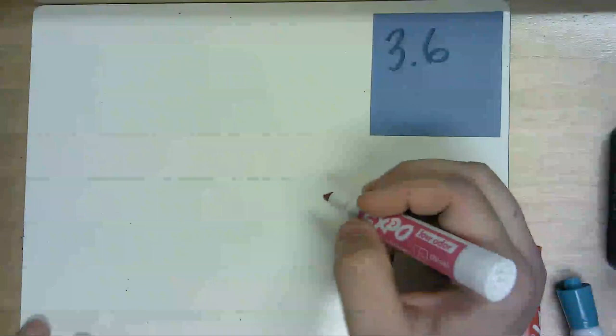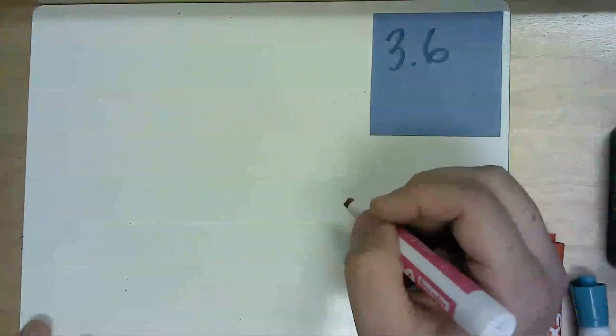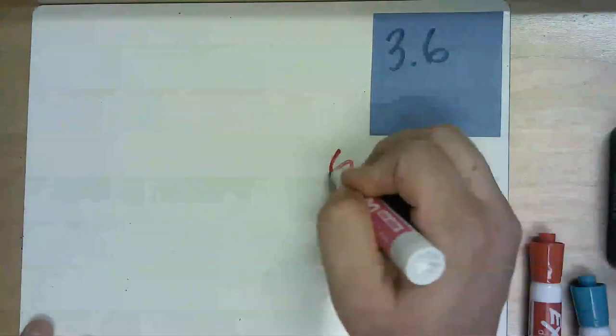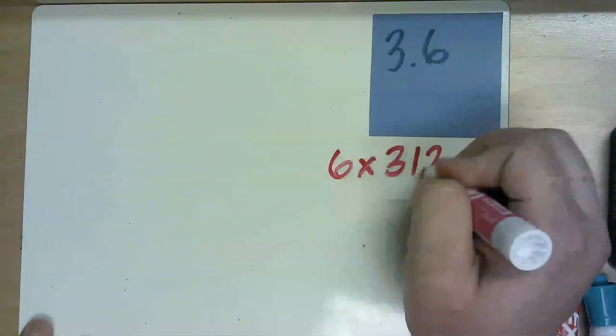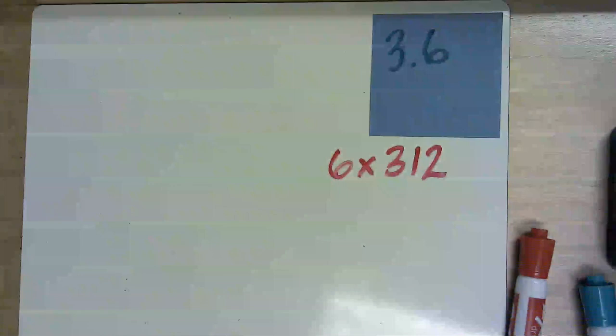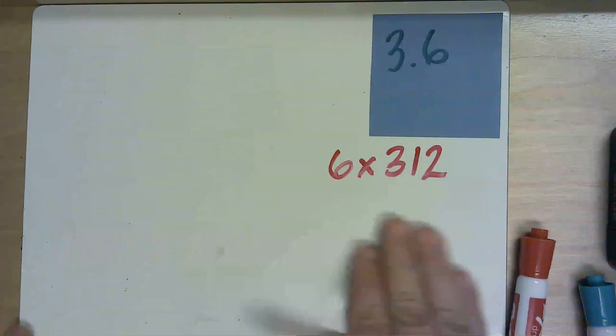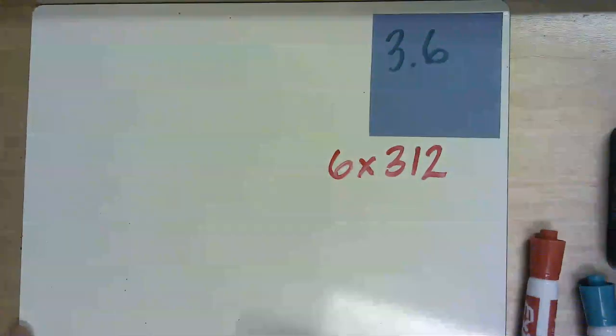All right. So here we go. I'm going to do a little bit less of our numbers than we've been doing, but we're going to try it out. So we got 6 times 312. All right. 6 times 312. And I'm going to ask you to pause right now, pause the video, try to solve this whole thing, and then we'll come back together and check it out.